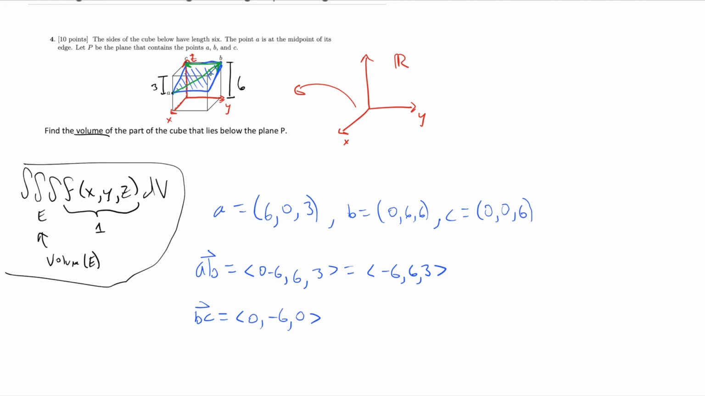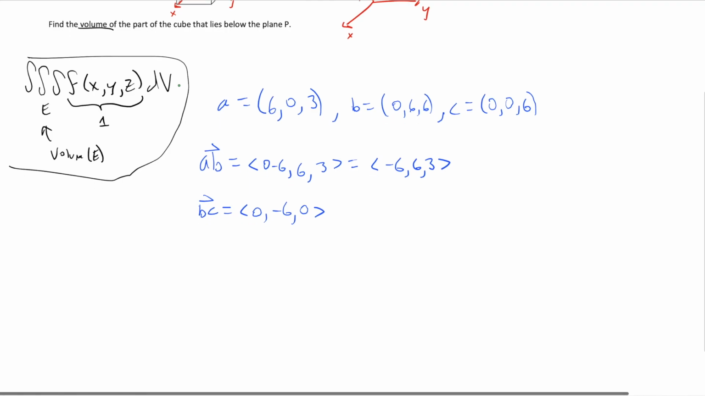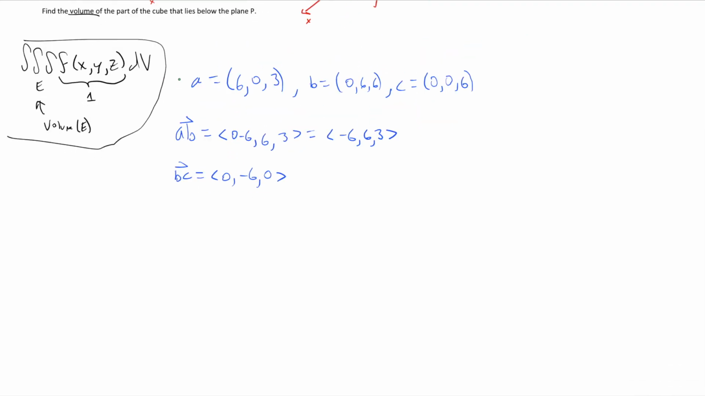We take the cross product of this, and we're going to get a new vector perpendicular to both vectors AB and BC. And that vector also happens to be the normal vector of the plane. So that's exactly the idea here, and that's why the cross product is so useful.